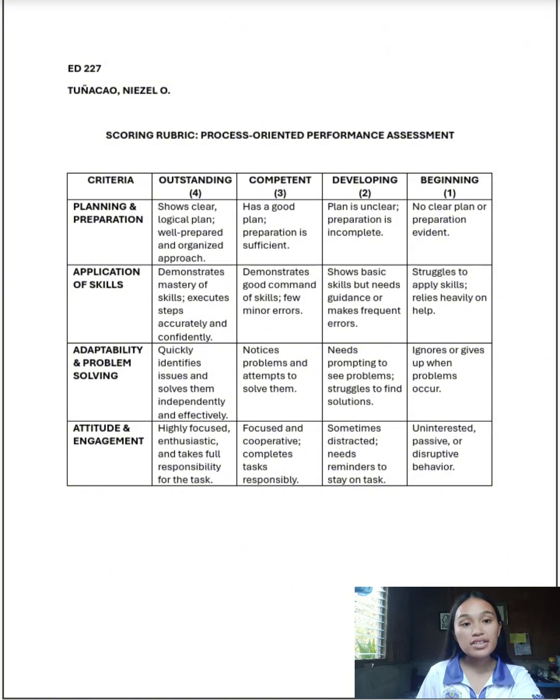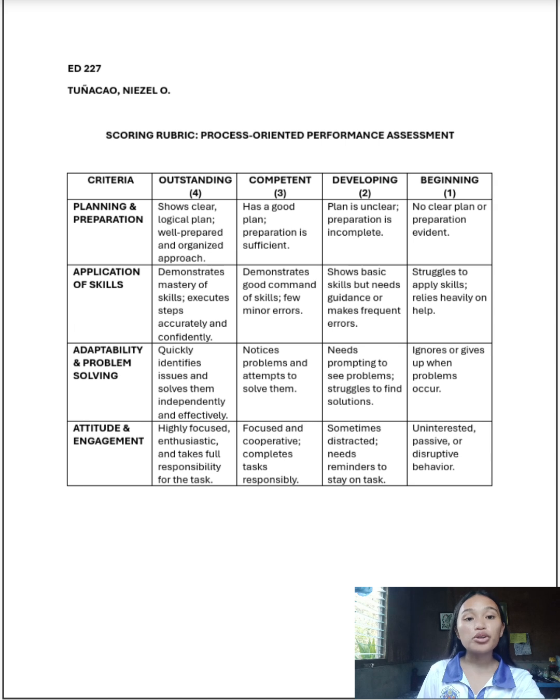It is also based on the belief that learning happens not just in what you produce, but in the actions, thinking, and decisions you make along the way. So it answers the question: did the student use the correct procedure and develop the right competencies? In that, we will be able to know what the students learn throughout the process.